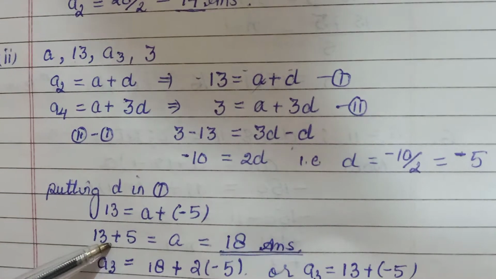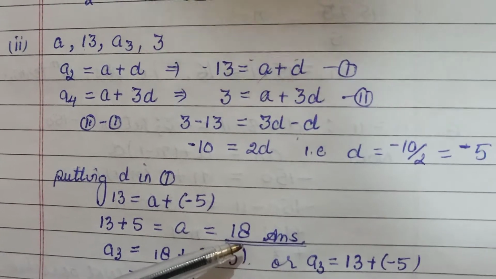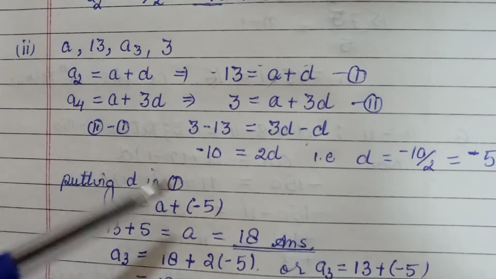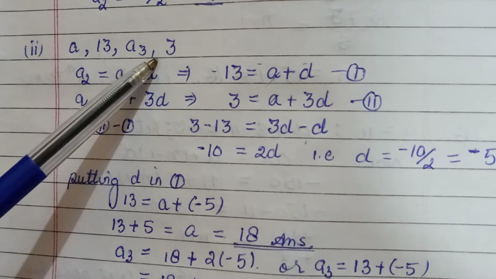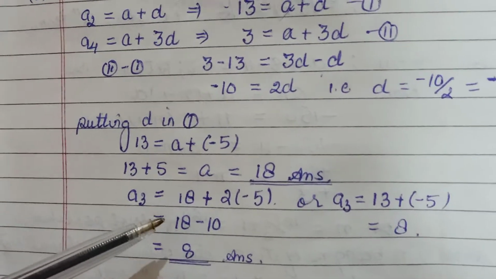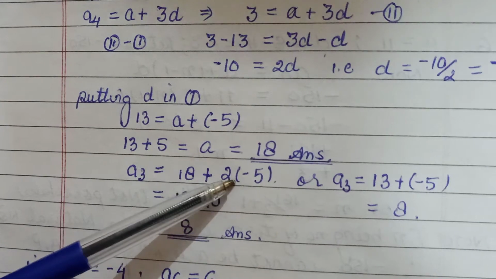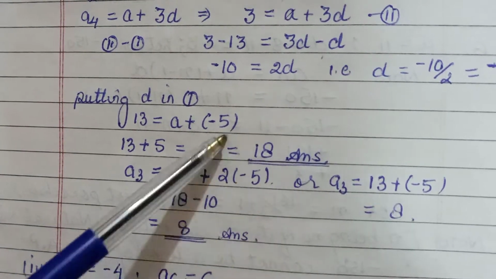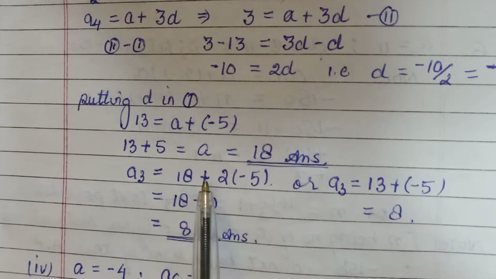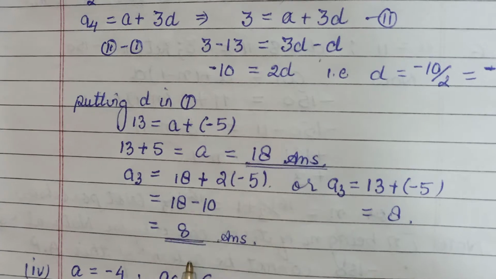Minus 5 will come this side, will become plus 5, 13 plus 5. So you get your A as 18. One of your unknowns was A, which you have evaluated as 18. You also had to find A3. By the formula we had already written, A3 is A plus 2D. D was evaluated as minus 5. Do your calculations. That becomes 18 plus minus, which will make it minus 10, which is 8.